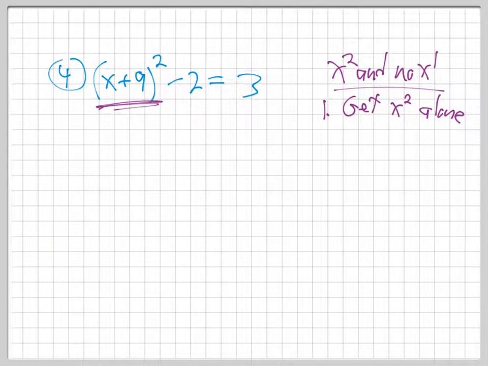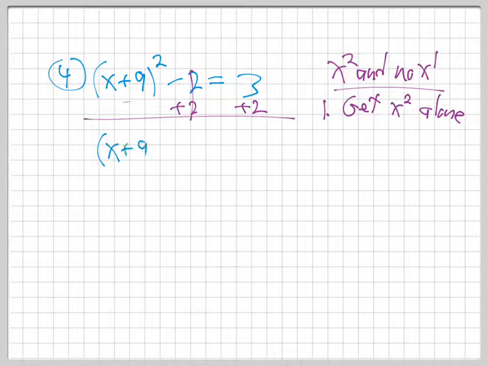So when you see this question, you go, oh, this is one of those. All I have is an x that's squared. I don't have any x to the first power, right? You may think, well, that's an x over. No, he's under a square. He's really x squared. So get him alone. What do we do to get him alone? We just add the 2, right? Cancels out there. And I get (x plus 9) squared is 5. So step 1 is you get it alone.